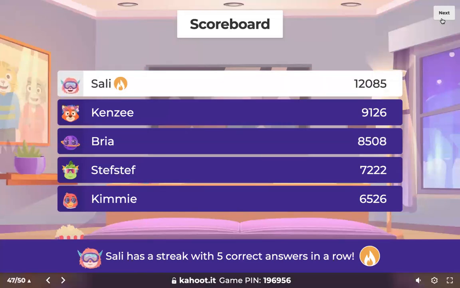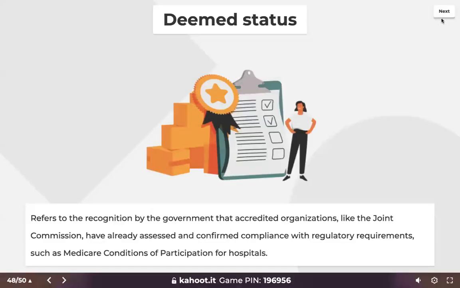All right, Sally's still on top. And this is the definition. An example, so this refers to the recognition by the government that accredits organizations like the Joint Commission that have already assessed and confirmed compliance with regulatory requirements such as Medicare COP for hospitals.